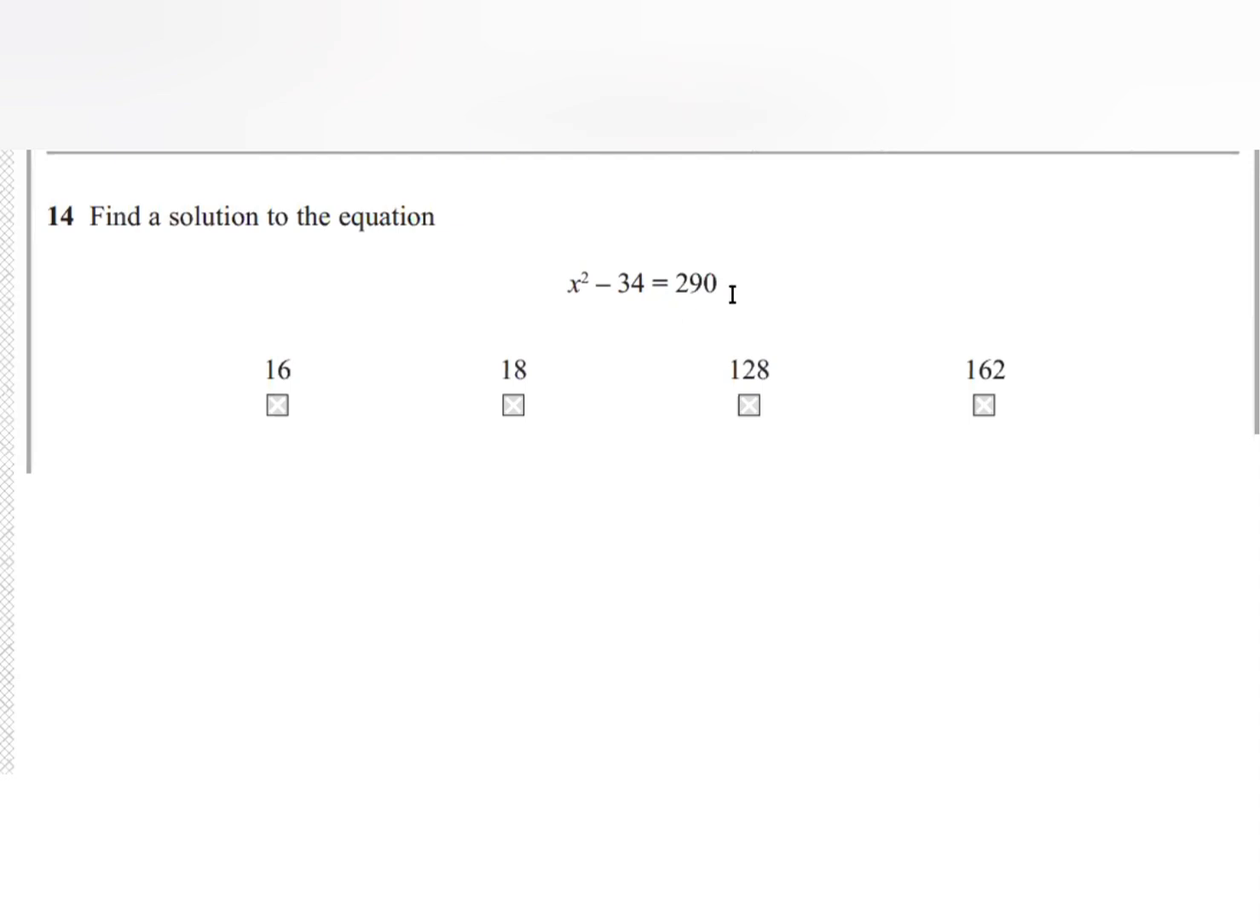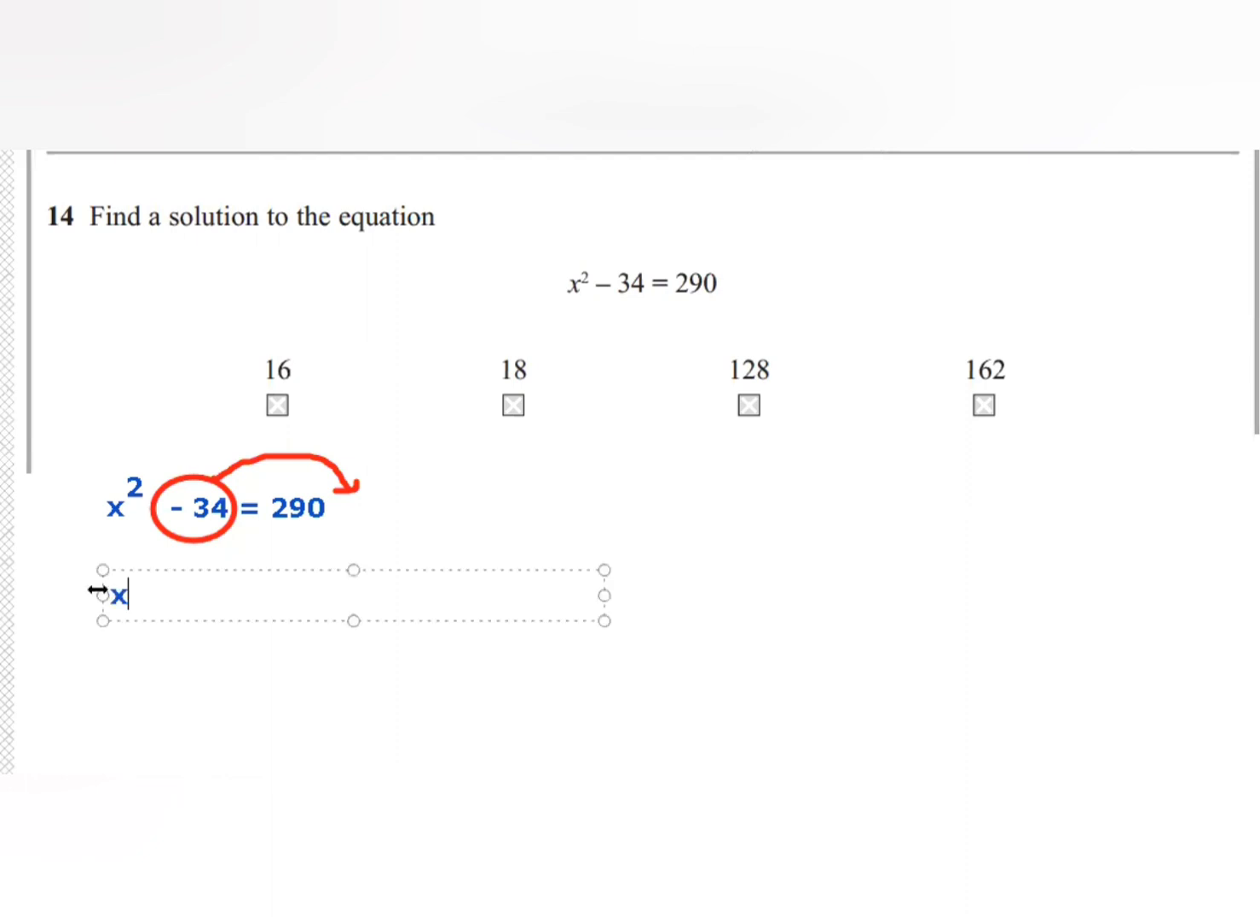Now, to find a solution for this equation, first let's write it here. So x squared, or x power 2, minus 34 equals 290. Now, first step we do, we take the minus 34 to the other side. We need the x alone, so we're going to take the minus 34 to the other side. It's going to be plus 34. Good, we change the sign.